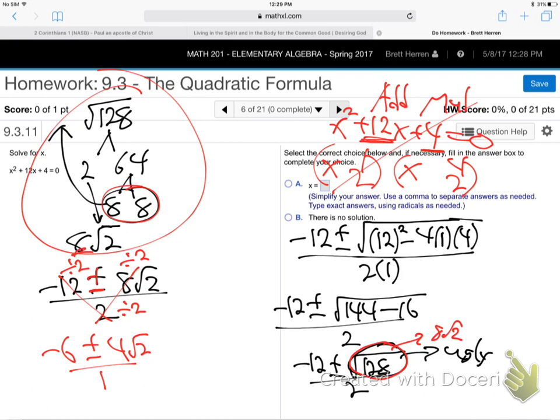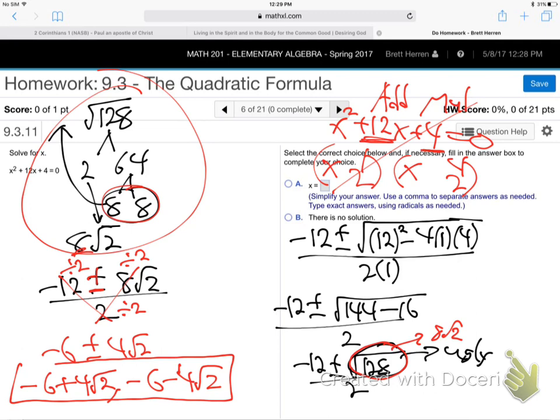Is that good to there? And so now that 1 that's in the denominator, we don't need that. We never leave 1s in the denominator of any answer, do we? So just ignore that. The whole bottom disappears because it was just 1, and we don't need that. Everybody good to there? Last step, separate them. Minus 6 plus 4 root 2, comma, minus 6 minus 4 root 2. There are the 2. I just separated. Remember, the plus and minus always breaks into 2.